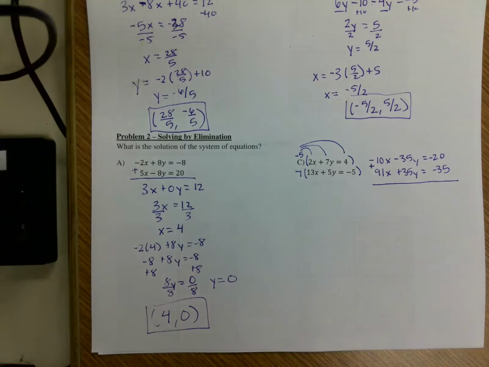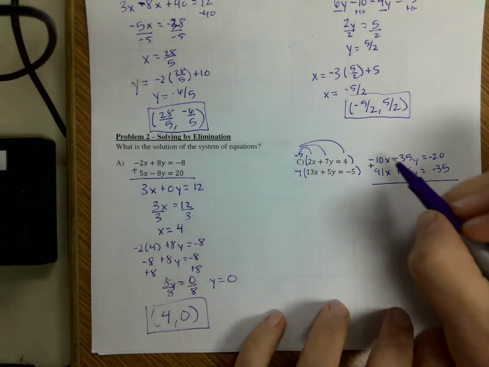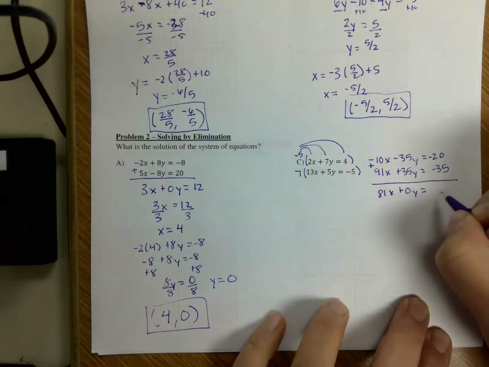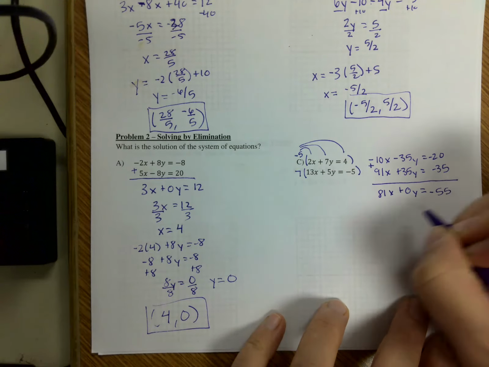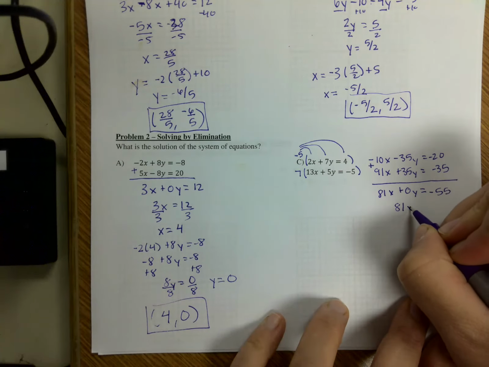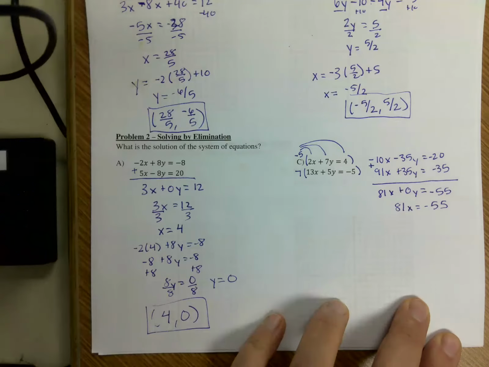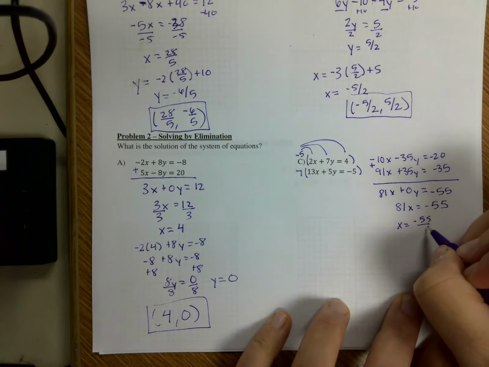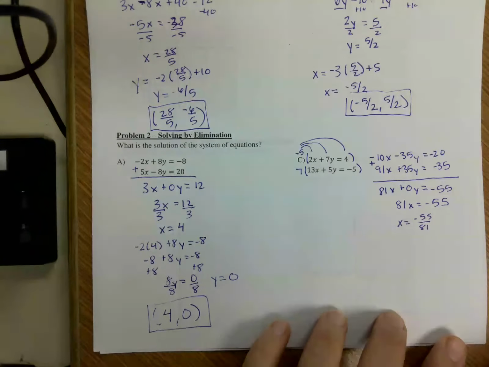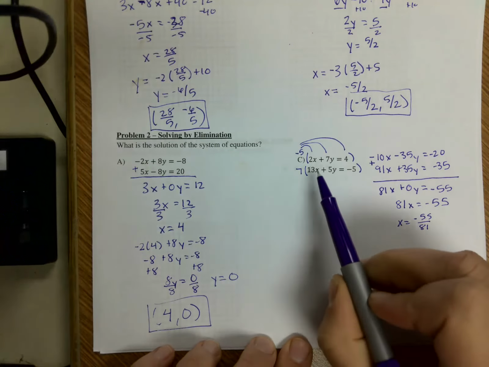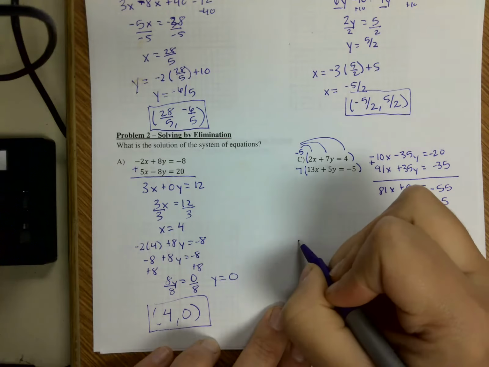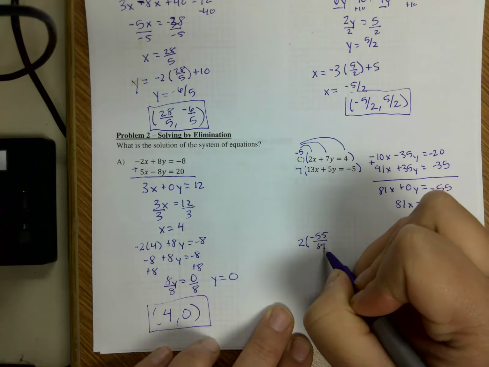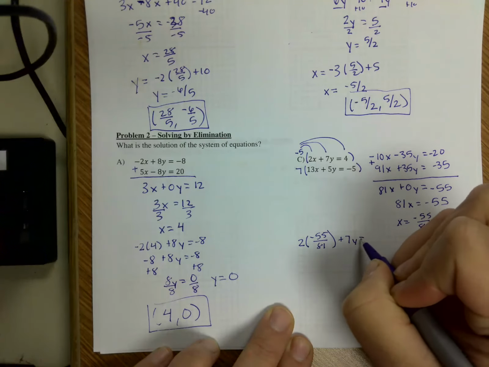So pause the video, add the two equations together and solve. So when I add these two together, I get 81x. This gives me plus 0y, and this will give me a negative 55. So 81x is equal to negative 55. So x is going to be equal to negative 55 over 81. Not a very nice number. I'm going to plug it back into this equation right here. So 2 times negative 55 over 81 plus 7y is equal to 4.